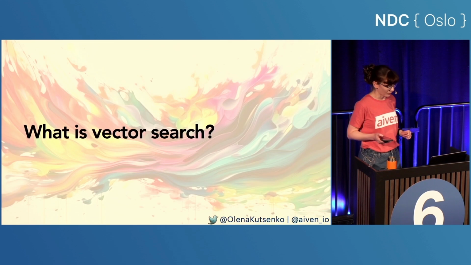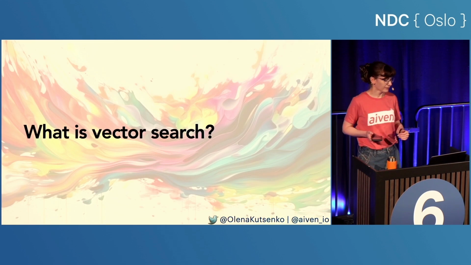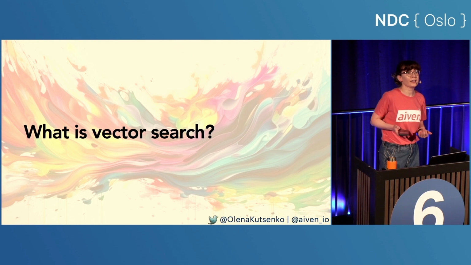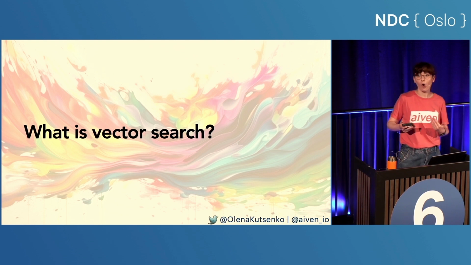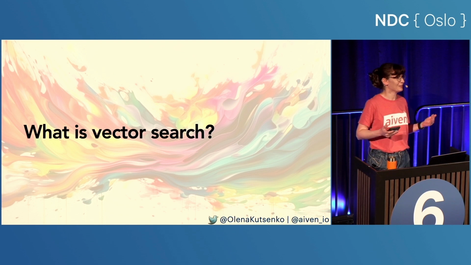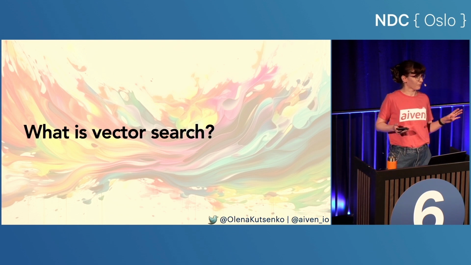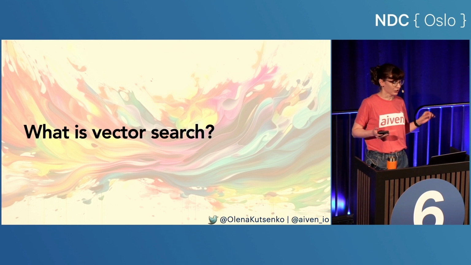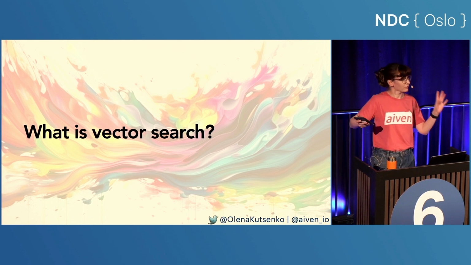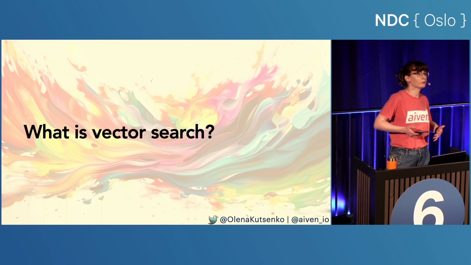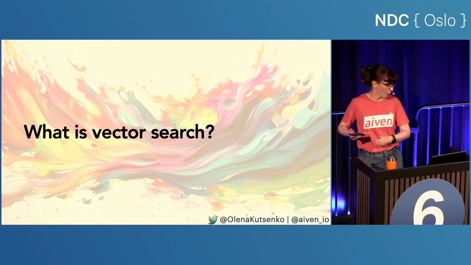Let's start with the question: what actually is vector search? Vector search is a way to find similarity, to find related objects that have similar characteristics. In vector search, we use a machine learning model. You have plenty of different options, we'll cover that later, but you can take a pre-trained model and already apply it to your projects.